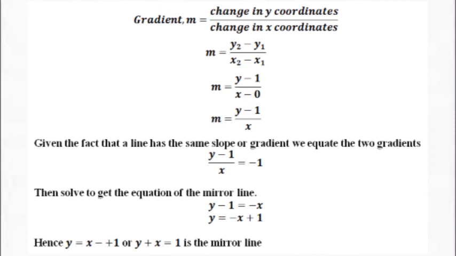Then, we solve the equation to get the mirror line. So, on solving, we get y minus 1 equal to negative x. That is by cross multiplying, or you multiply x on both sides of the equation. On simplifying, we get y is equal to negative x plus 1, and this is the equation of the mirror line.